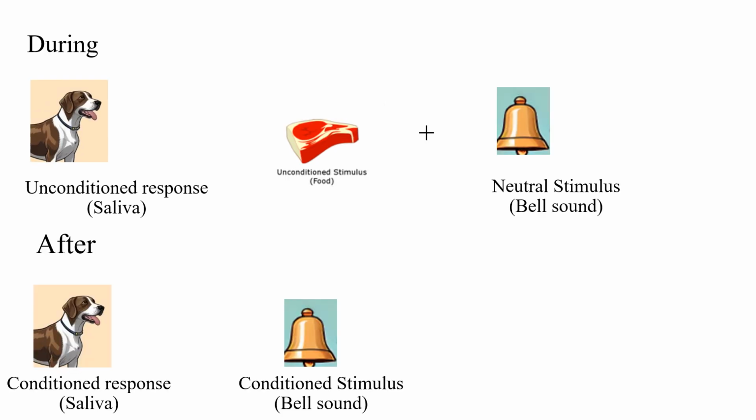Then he repeatedly paired the sound of the bell with food, and over time the dogs learned to associate the bell with the arrival of food. Eventually, the dogs started salivating just at the sound of the bell even when no food was given. At this stage, the bell became the conditioned stimulus, and salivation in response to the bell sound became the conditioned response. This experiment demonstrated how learning happens through association, forming the basis of classical conditioning.